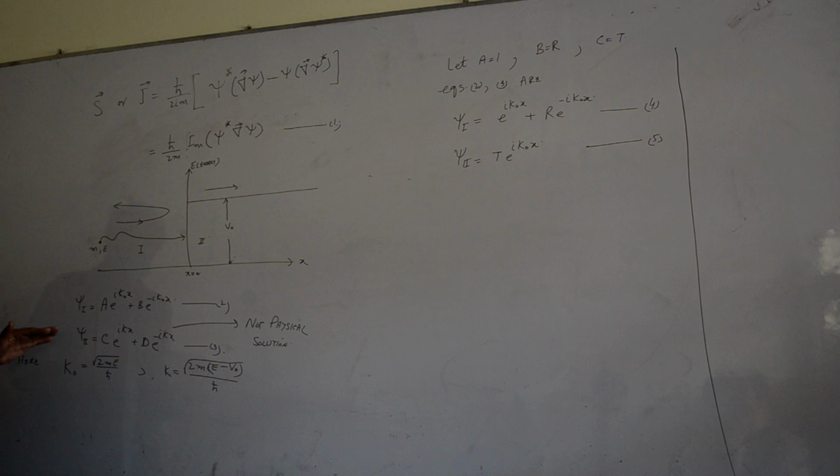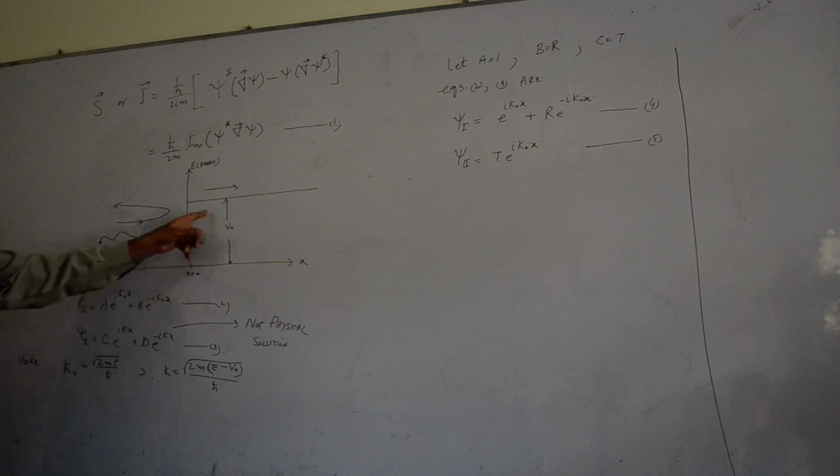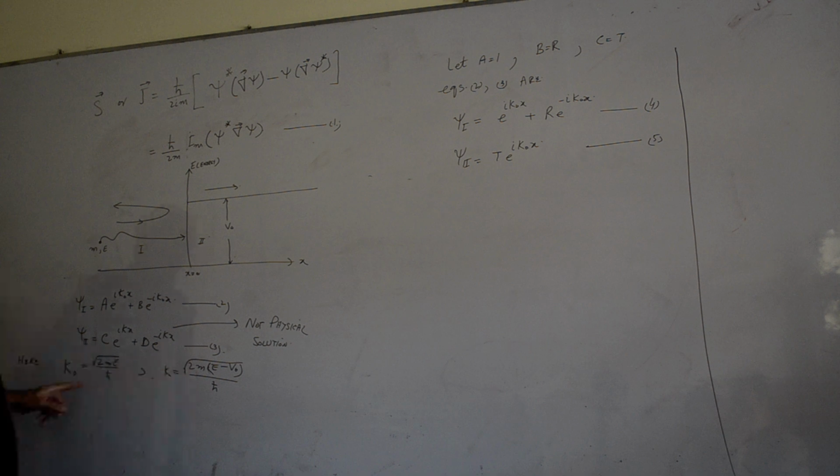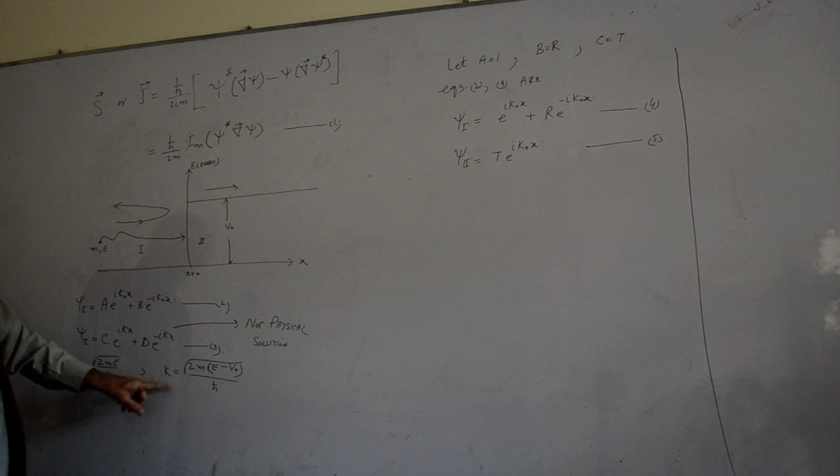Then the second solution. If you write the Schrodinger equation, in the two regions it is a second order differential equation, so it should have two solutions. The second solution is c e raised to i k x plus d e raised to minus i k x, because now you are talking about this region, and here your Schrodinger equation gives k equal to that, this being the wave number. k naught is the wave number of the wave here, k is the wave number in that region. So what happens?